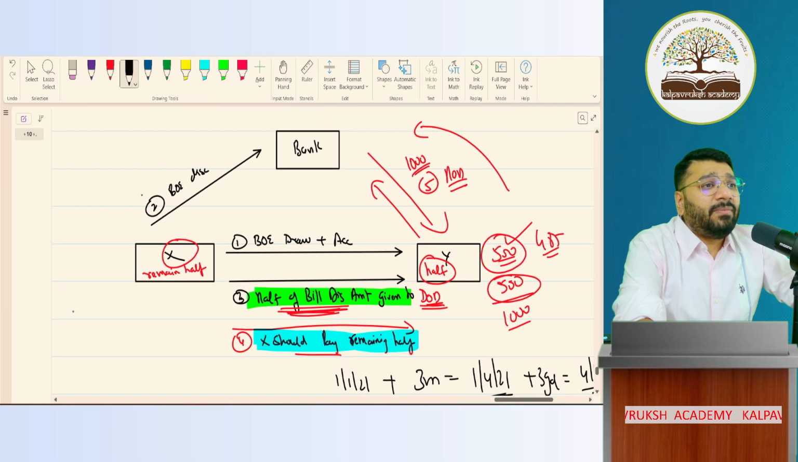Second, next, what is happening? X is discounting the bill with the bank. This is between X and the bank. Will Y record it? No.